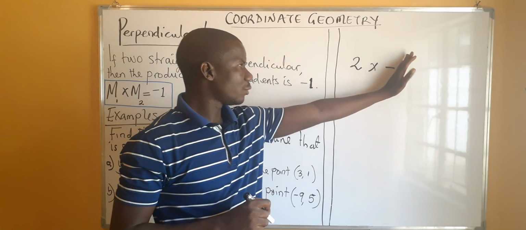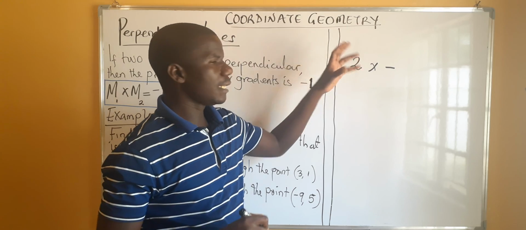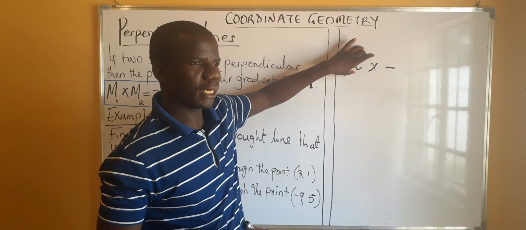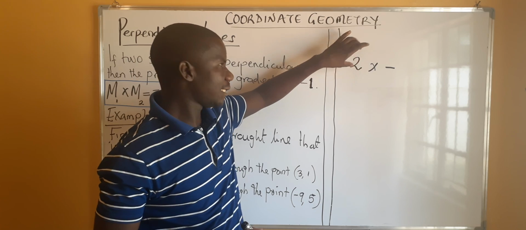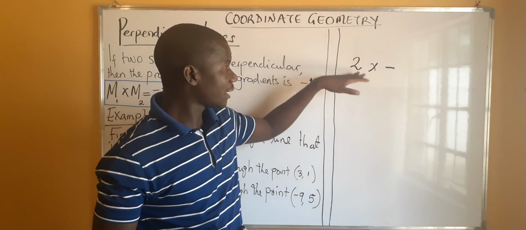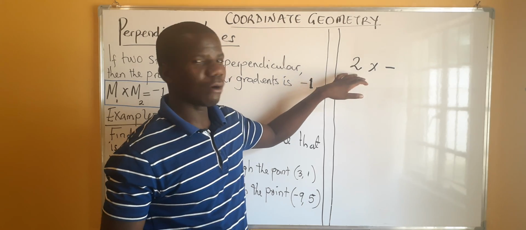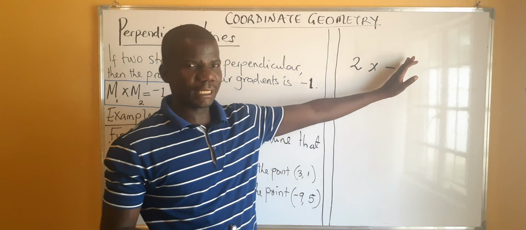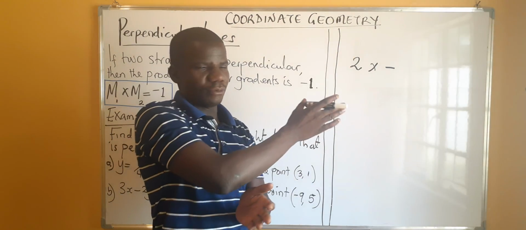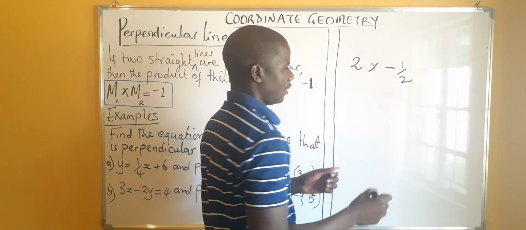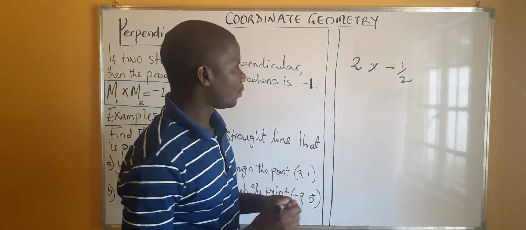Now, how is it going to be? It should be the reciprocal of this one. In a fraction form, this is like 2/1. So the other part here is going to be the other way around, which is 1/2.